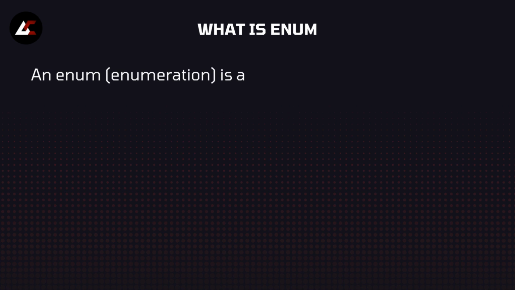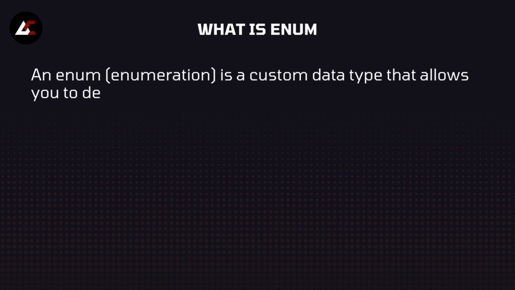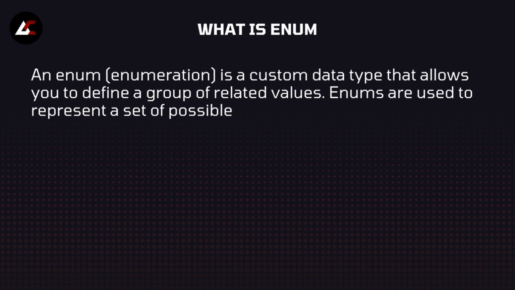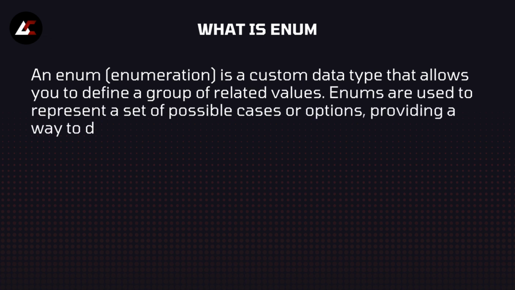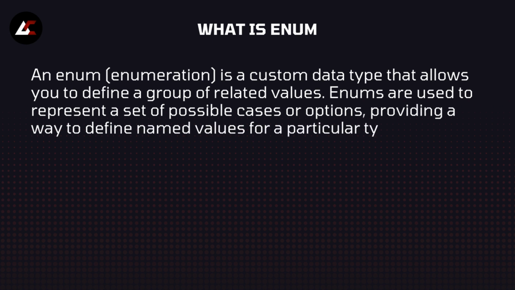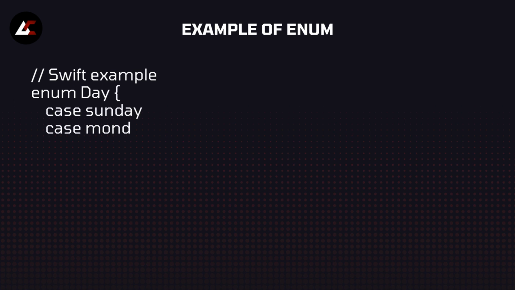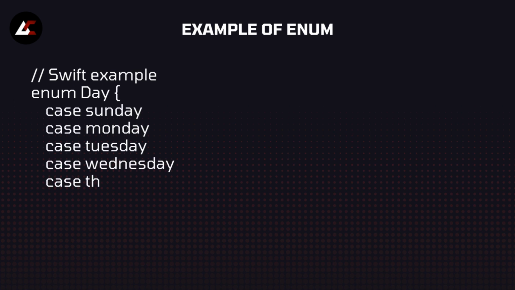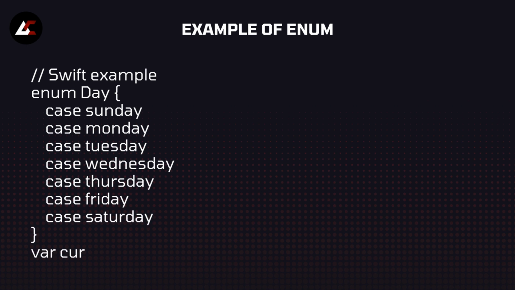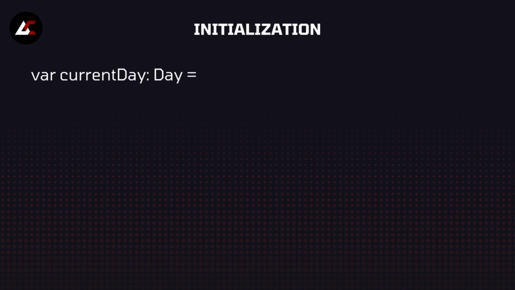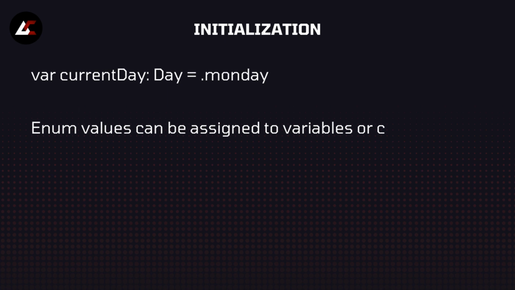Next, what is an enum? An enum is a custom data type that allows you to define a group of related values. Enums are used to represent a set of possible cases or options, providing a way to define named values for a particular type. Declaration: enums are declared using the enum keyword. Members of an enum are the named values it can have. Each member represents a unique constant. Enum values can be assigned to variables or constants and they are initialized using dot notation.